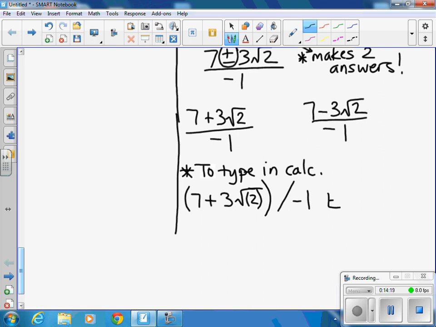Okay, when you do this, you will get the answer of -11.24, rounded to the hundredths place. So that's one of those answers. That's the answer for the first one, right?